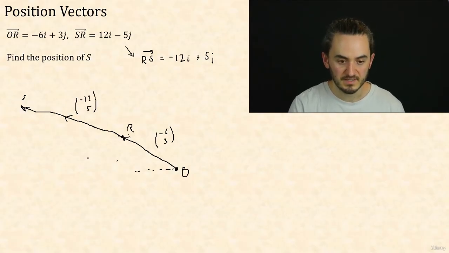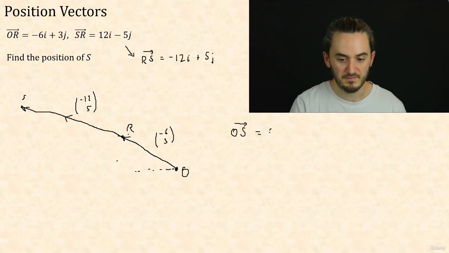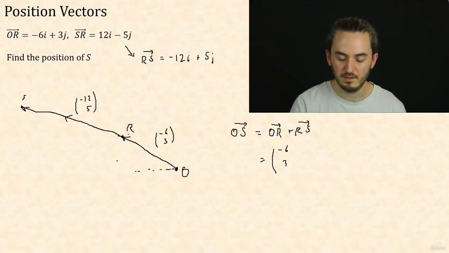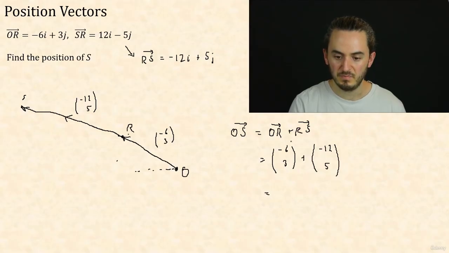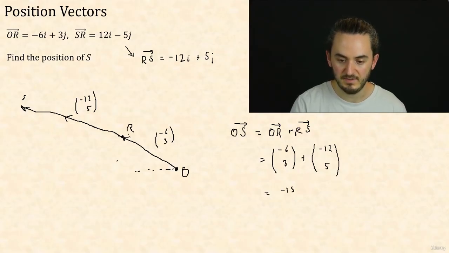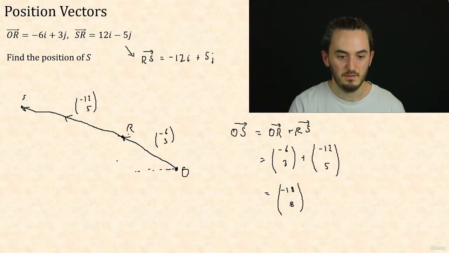Find the position vector of S. Well, the position vector of S is the vector that gets you from O straight to S. And that is found by going from O to R first, and then from R to S. So we can just add together OR, which is minus 6, 3, and RS, which is minus 12, 5. Adding these together, we get negative 6 minus 12 is negative 18, and 3 plus 5 is 8. And here is the position vector of S.